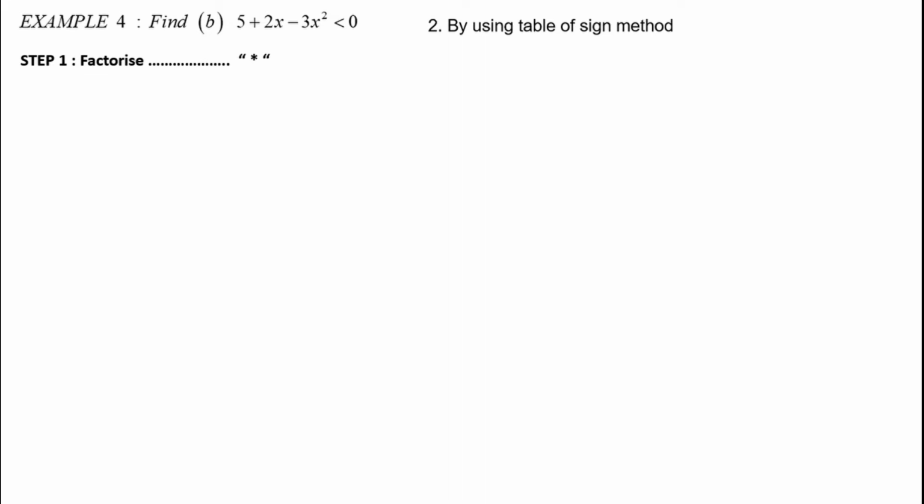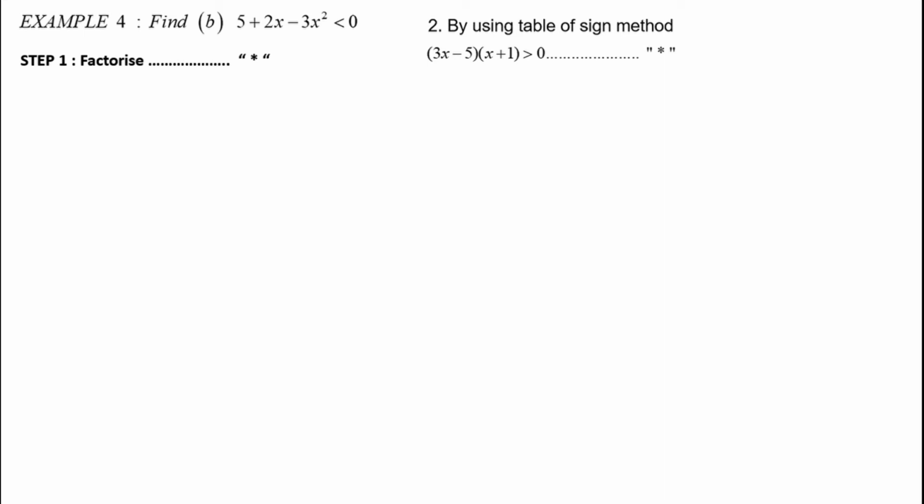And here we put a star for reference in the answer section. Before we proceed, this quadratic inequality we need to rearrange so that the coefficient of x² is positive. For that, we need to multiply the whole quadratic inequality by -1. This is the result and our factors are like this.